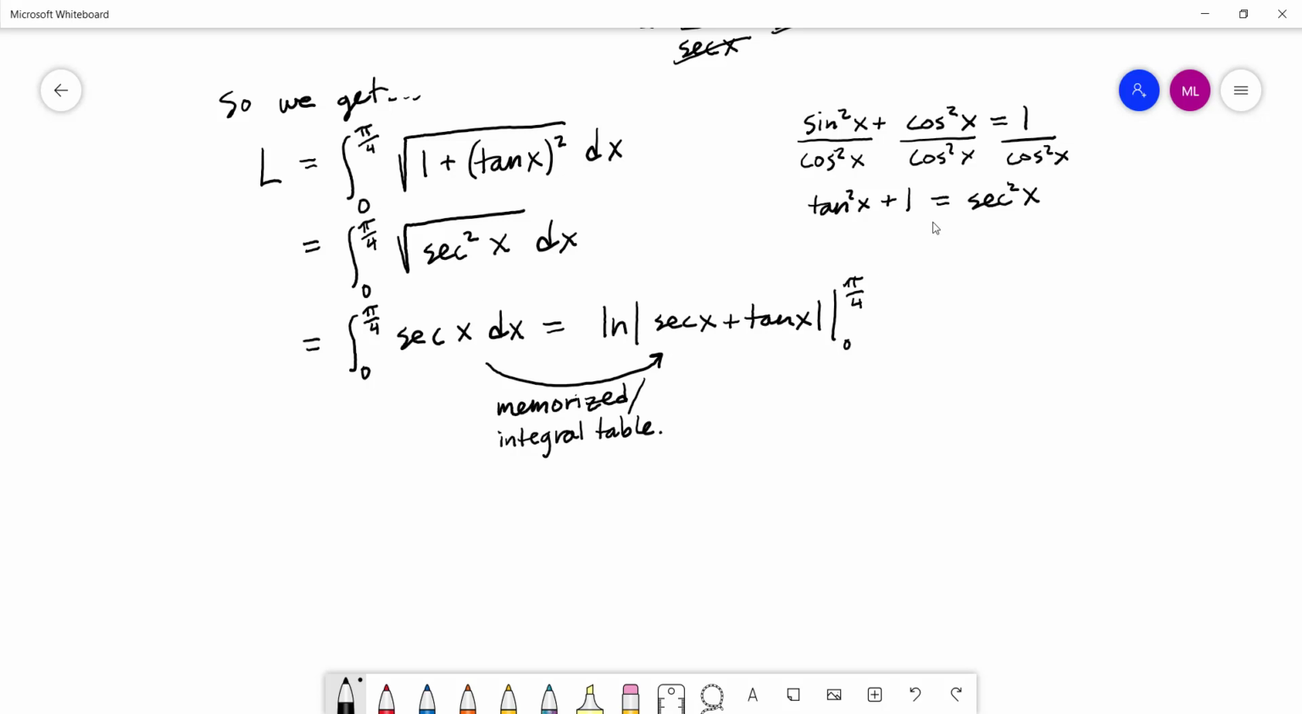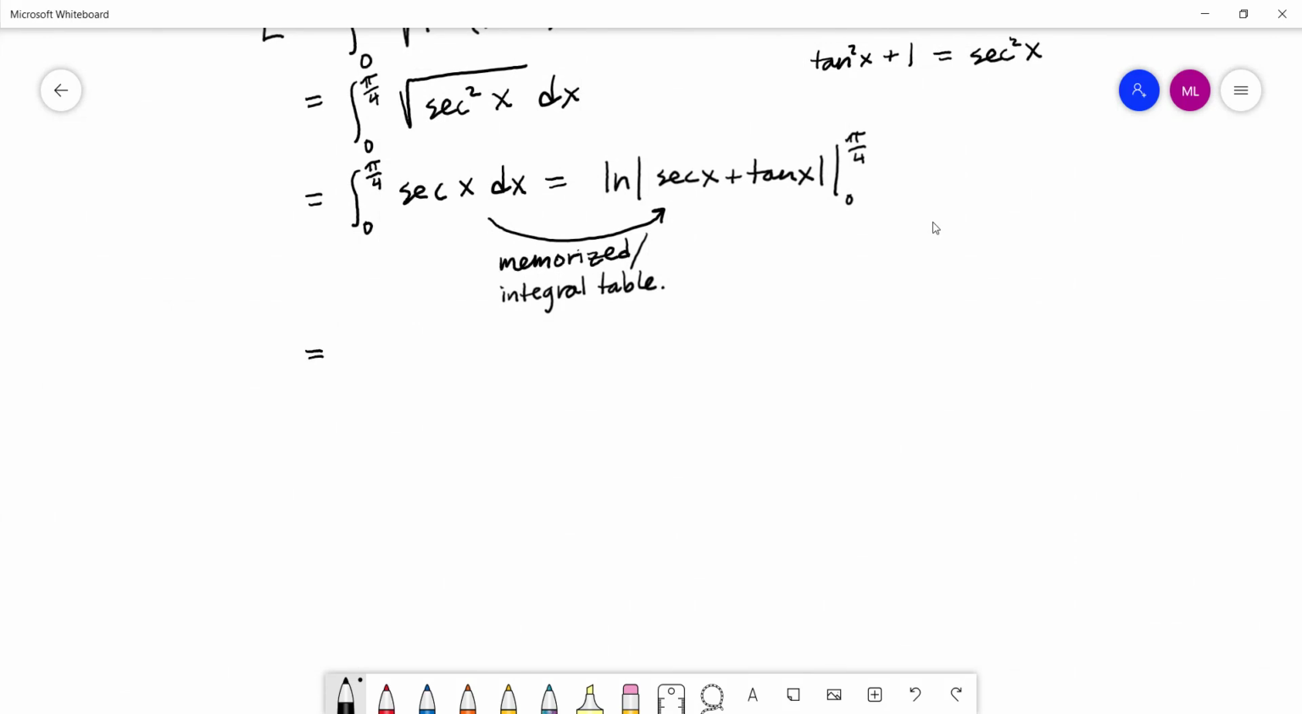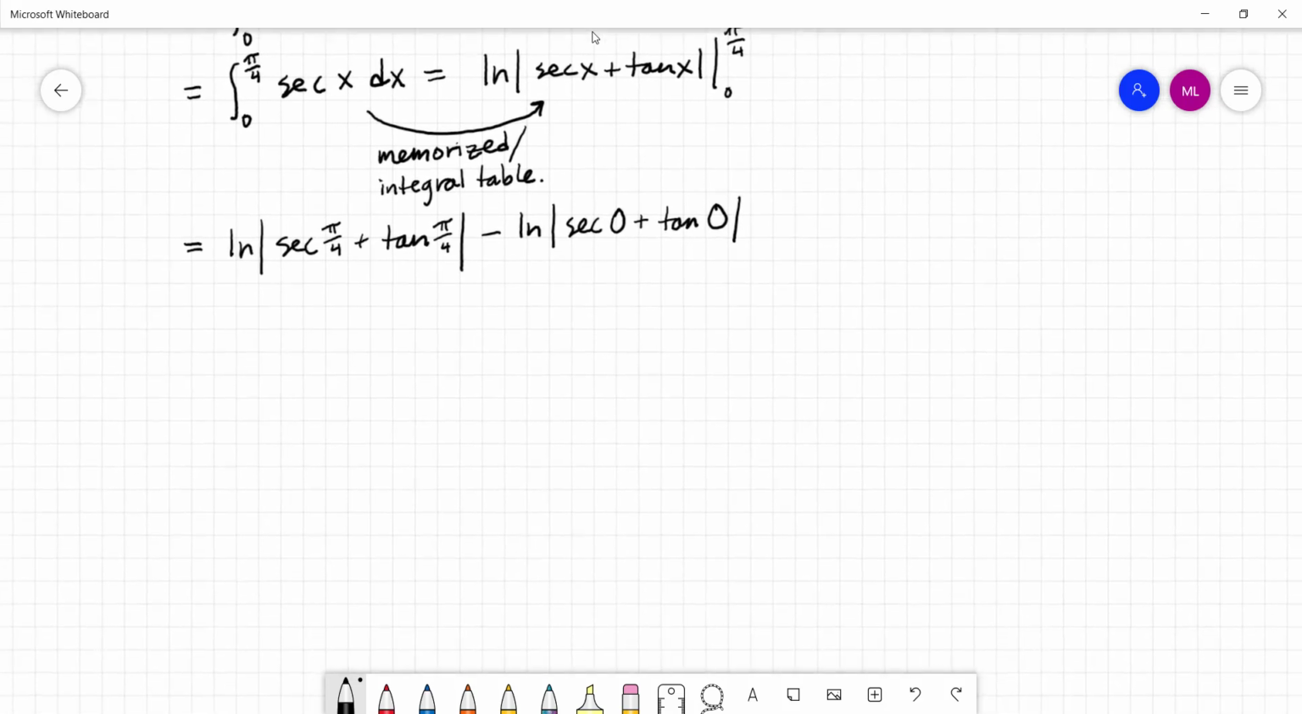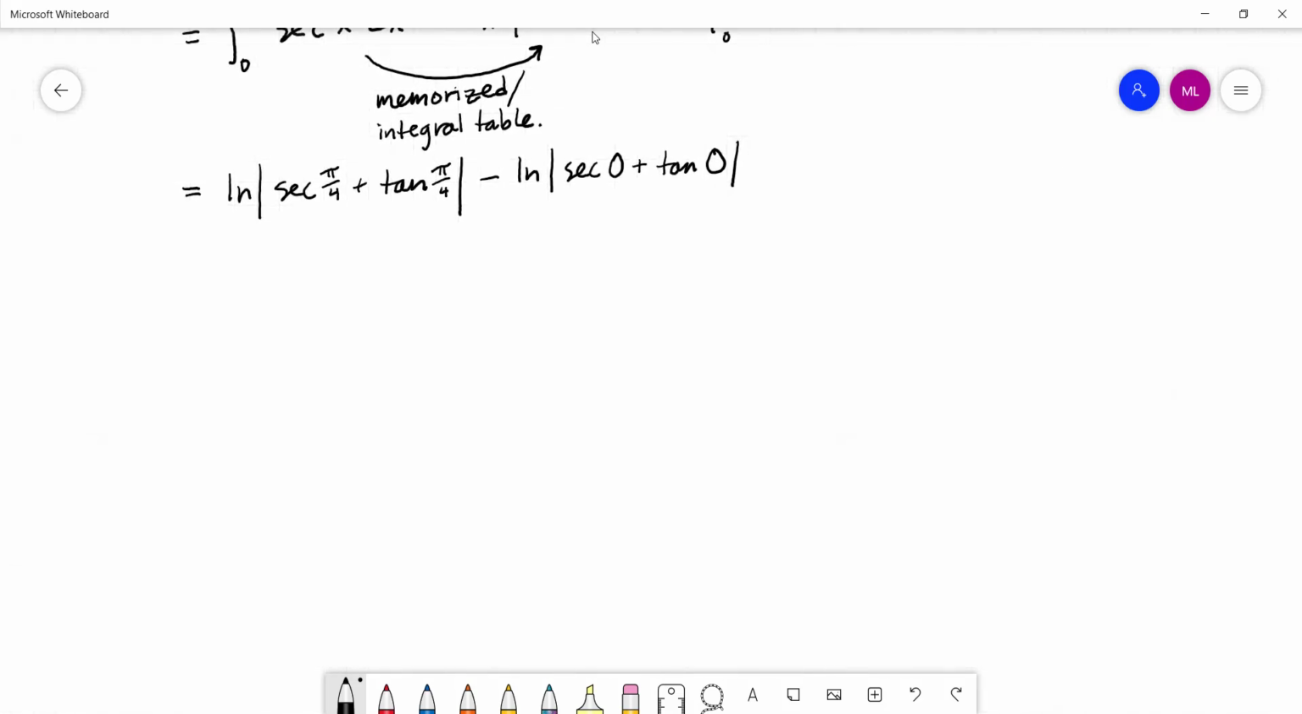So we'll plug in our bounds of integration, and we'll wind up with the natural log of the absolute value of the secant of pi over 4 plus the tangent of pi over 4. And then we'll subtract off the lower bound, so minus the natural log of the absolute value of secant of 0 plus tangent of 0. And now we just need to figure out what these values are based on, hopefully, our recollection of the unit circle. These are values that we should be able to figure out without too much trouble.